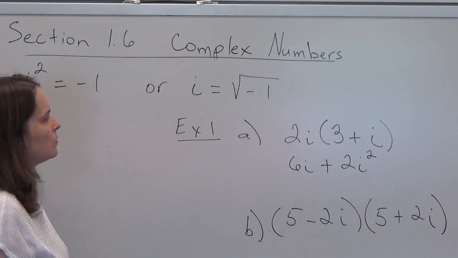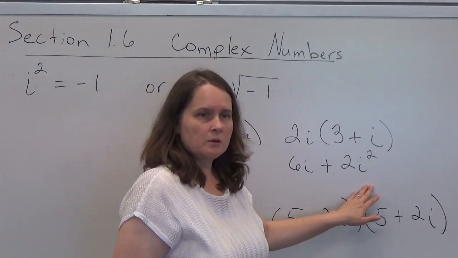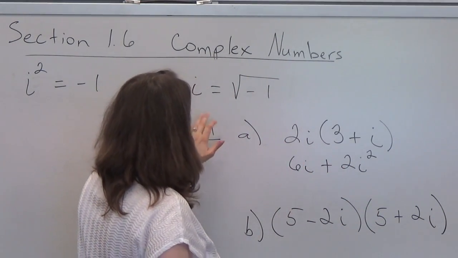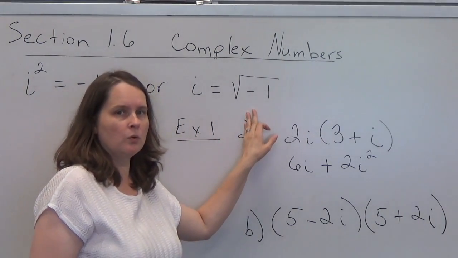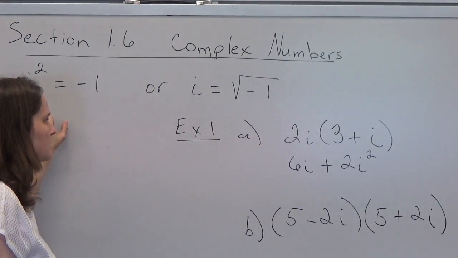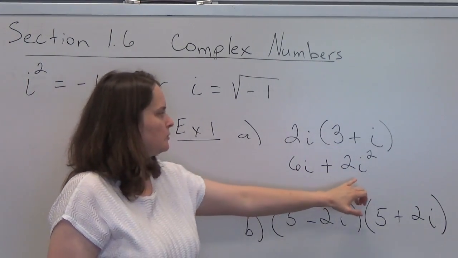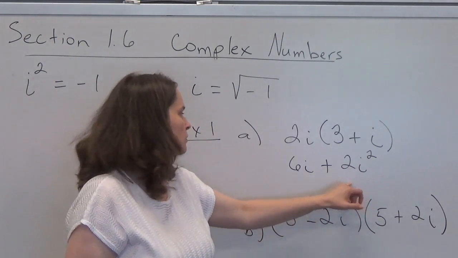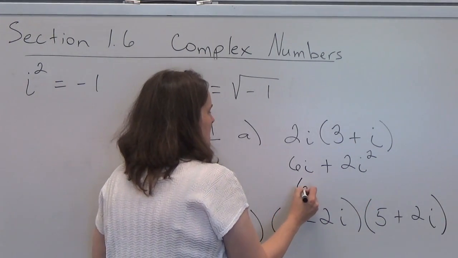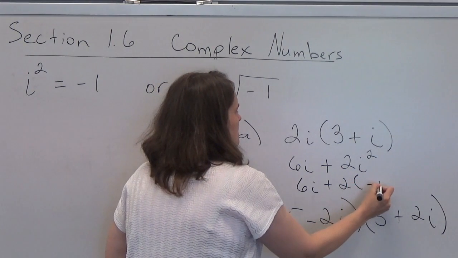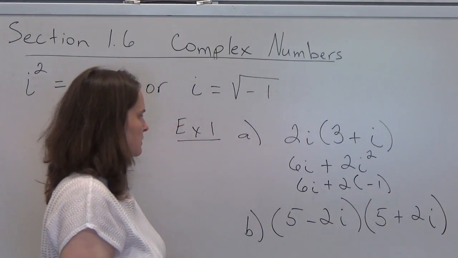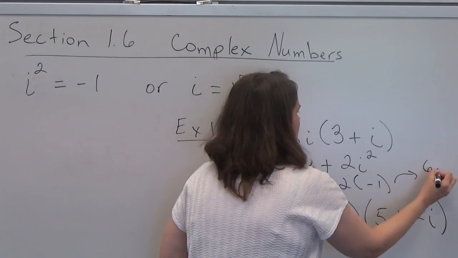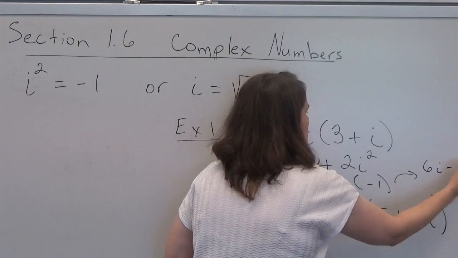All right. Now, what do we know about i squared? As we said earlier, by the definition of a complex number, i equals the square root of negative 1, or it's also true that i squared equals negative 1. So anytime you're doing a problem like this and you encounter i squared, go ahead and substitute it with a negative 1. So you're going to say this is 6i plus 2 times negative 1, and that can be simplified as 6i minus 2. So our answer is 6i minus 2.